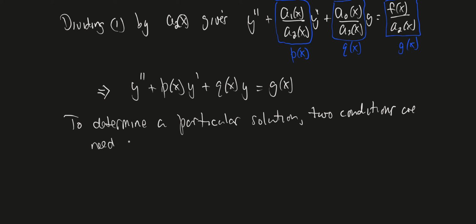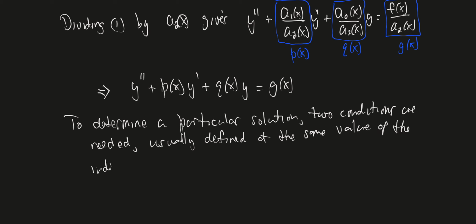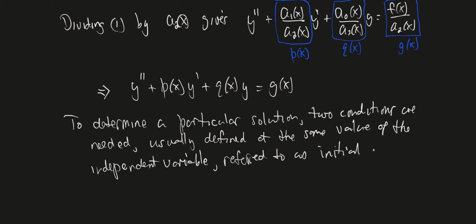And if we require that they're initial conditions, then what it means is we would have to know the original function value and the first derivative value at the same value of, in this case, x. So two conditions are needed, and usually these are defined at the same value of the independent variable, and we still refer to these as initial conditions.